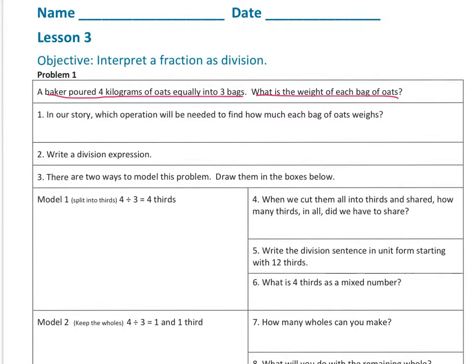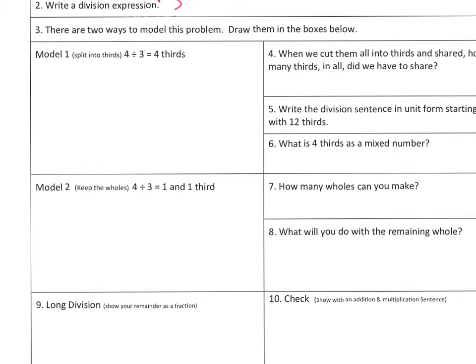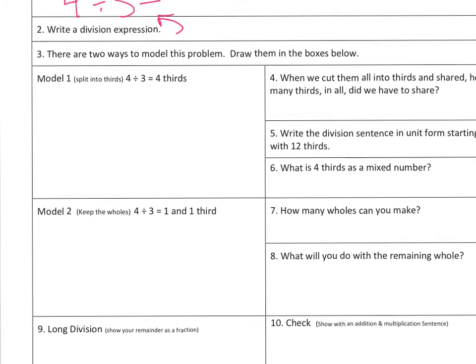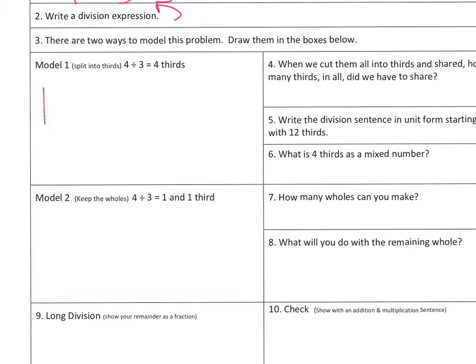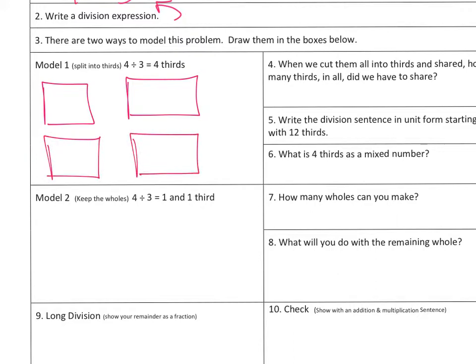Well, we know this is division because it's 4 kilograms divided into 3 bags. So our division expression is 4 divided by 3. So there's two different ways that we could think about this problem. So let's see, we've got 4, we're going to pretend this is our 4 bags of oats, divided by 3.